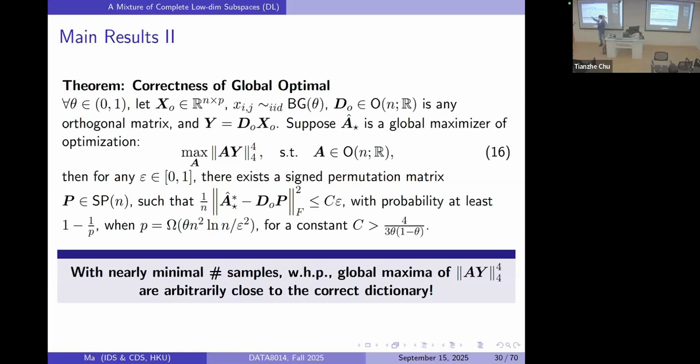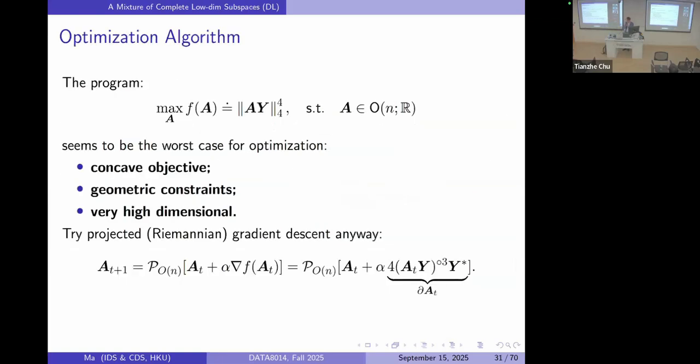Of course, there's a log term. It's nothing. So n squared is the minimum you can hope for to solve an n by n matrix, right? So how do we solve it? Now we understand, right? This is the right thing to do. If the global maximum of this one gives you the correct answer, it also doesn't require that many samples.